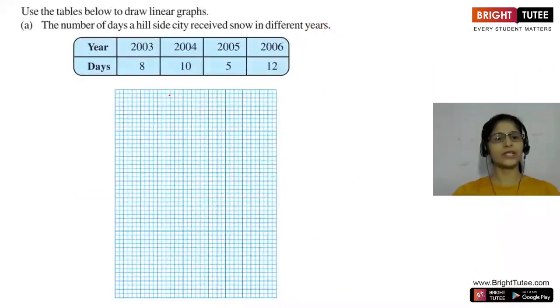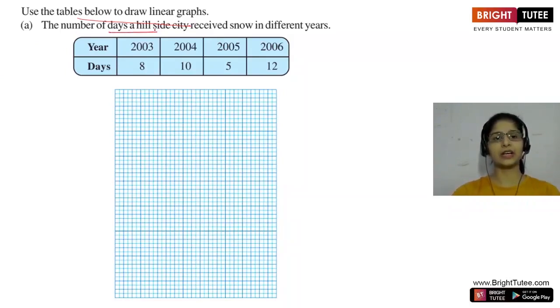Clear? Okay, so we have the next question here. It is asking, use the table below to draw linear graph. So we have to draw linear graph. So till now we have discussed how to read the graph, how to answer the graph, how to interpret the result. Now we will actually learn how to draw it. So it is very easy.